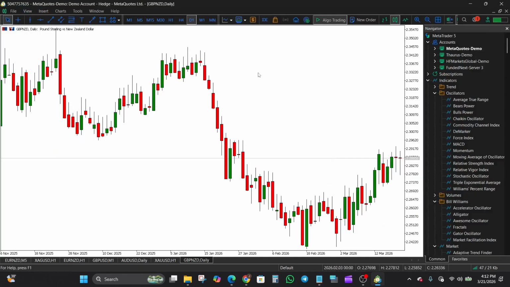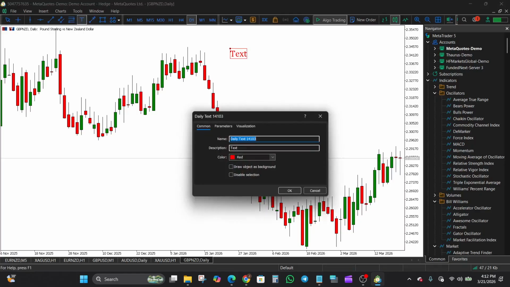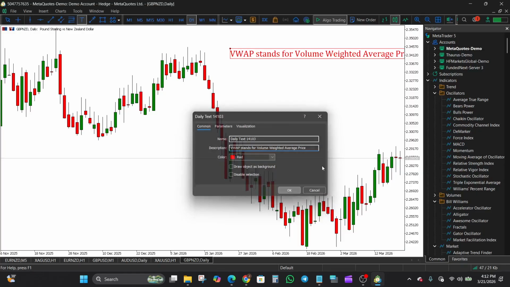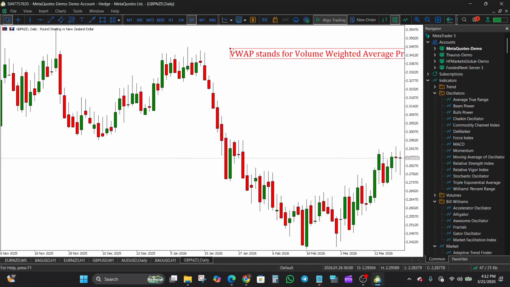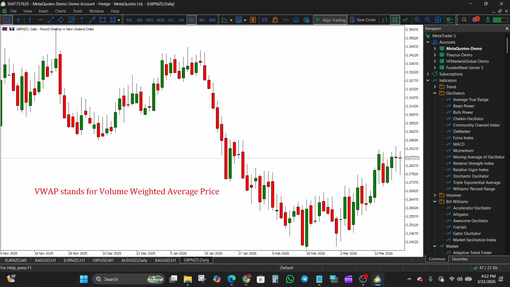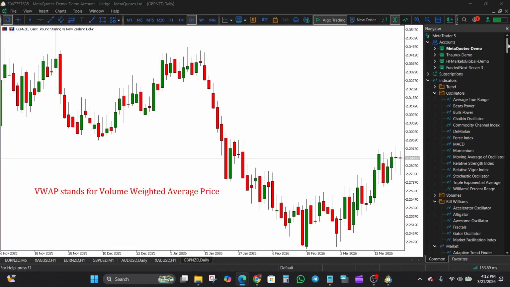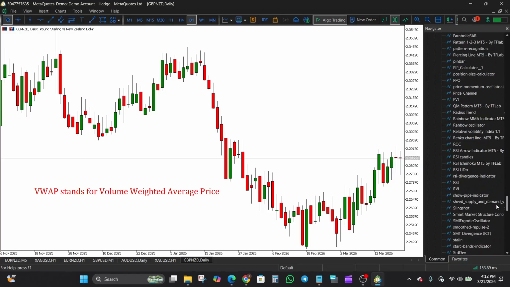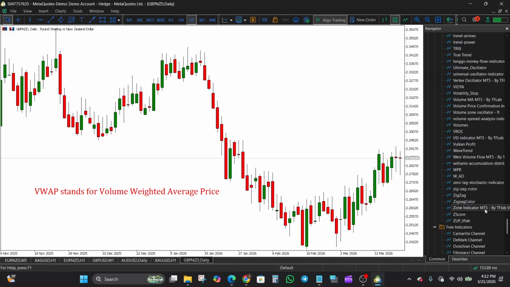VWAP stands for volume weighted average price. The weekly VWAP is a version that resets at the start of each week, so it shows the average price traded throughout the week, weighted by volume. Let's look for the weekly VWAP.